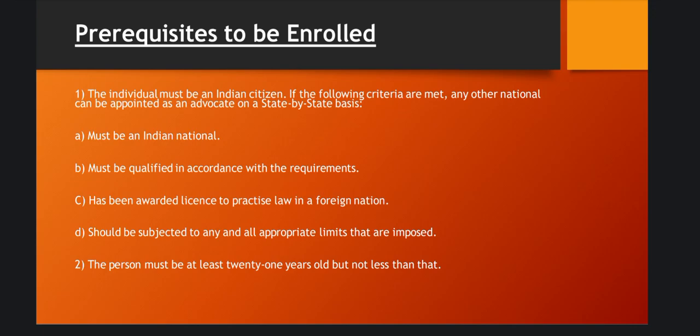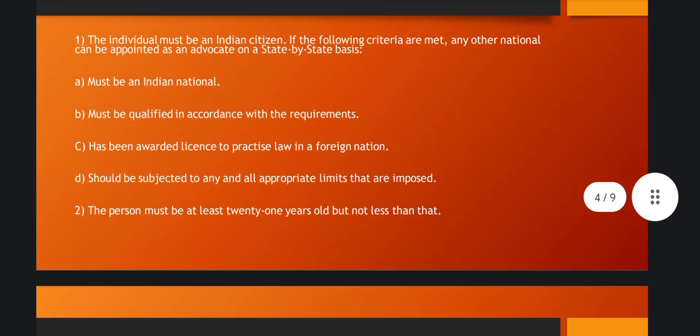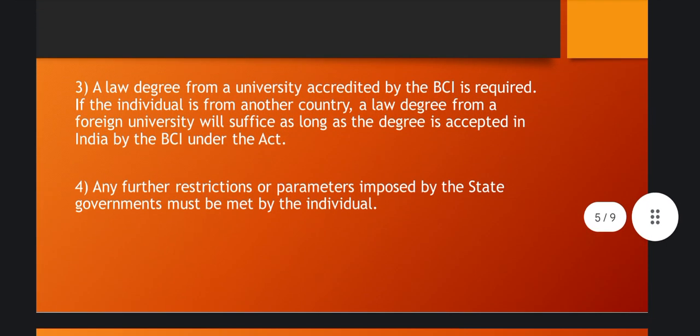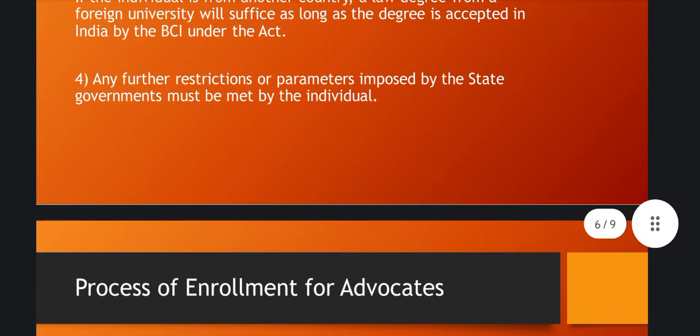The person must be at least 21 years old, but not less than that. And a law degree from a university accredited by the BCI is required. If the individual is from another country, a law degree from a foreign university will suffice as long as the degree is accepted in India by the BCI under the Act. Any further restrictions or parameters imposed by the state government must be met by the individual.